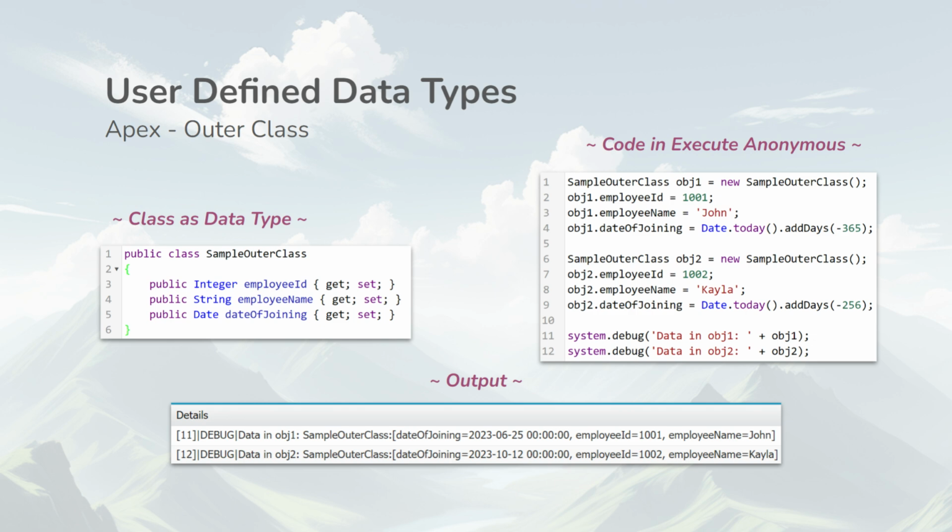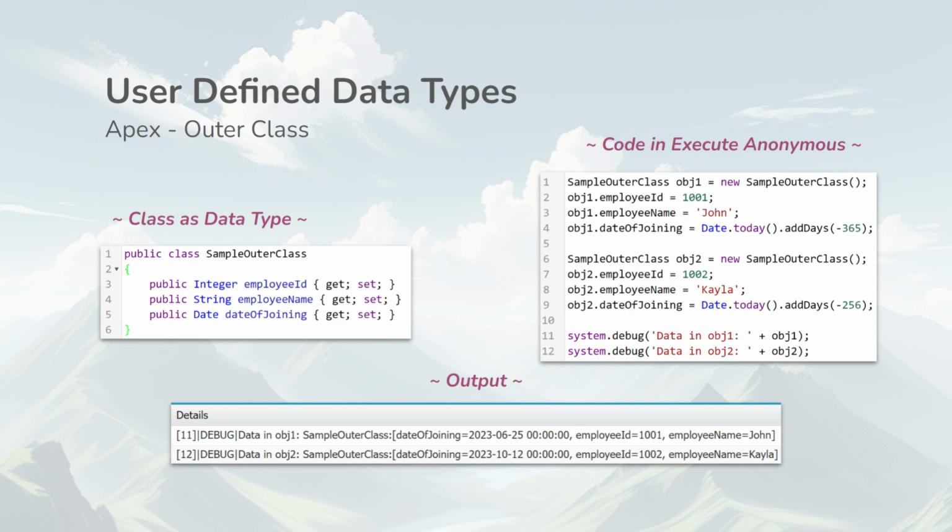Here, in the image showing on the screen, you can see that a class is defined with its variables of different types. By creating an instance of this class using the new keyword, we can create any number of objects of this class, which ultimately is a user-defined data type.